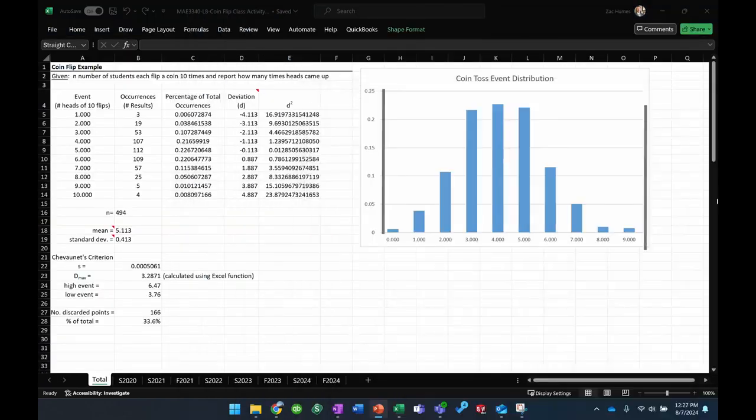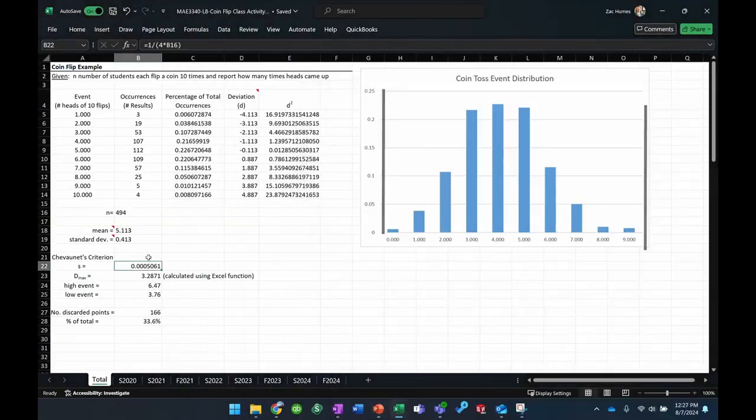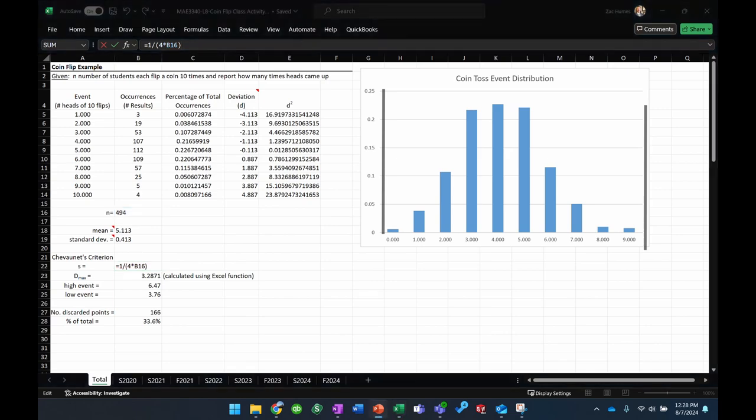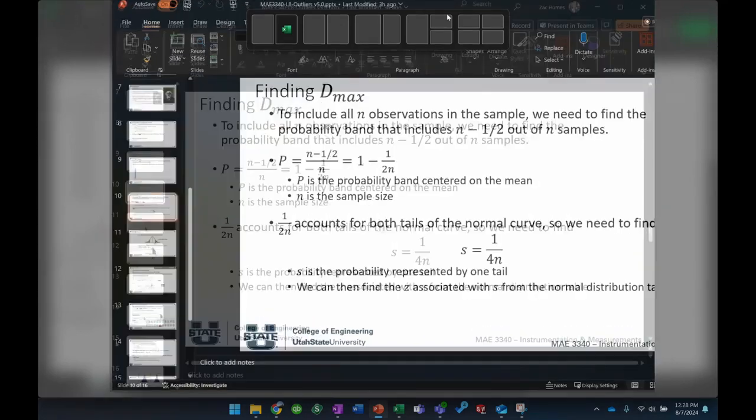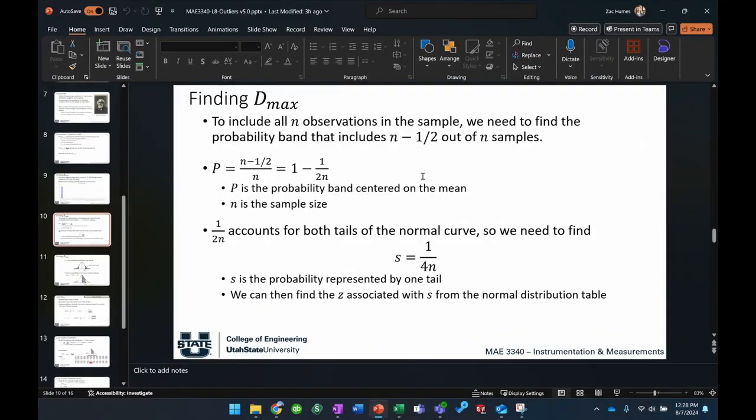Okay, so going back to this example, we have our S value. Now we calculated that S value by doing 1 divided by 4 times the number of samples. And that number is what the contribution of Chauvenet was. He performed many, many experiments and determined that this factor, this 1 over 4n, accounts for one tail.